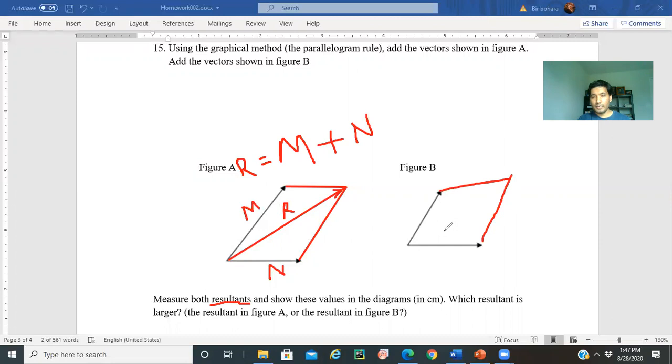After completing this parallelogram, you have a resultant here. This is also a resultant, right? Measure and show these values in the diagram in centimeters.